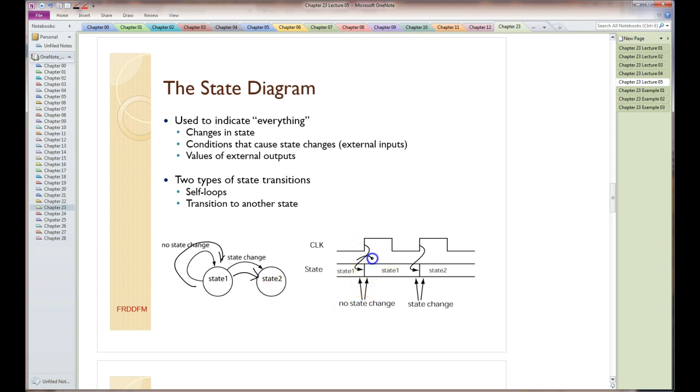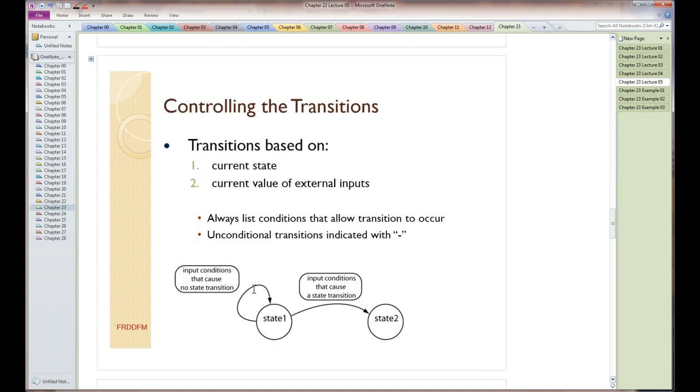So what we see here is at this transition, it goes from state 1 to state 1, that is representative of that self loop. And the second transition here, the state changes, that's representative of the arrow going from one state to the next state.